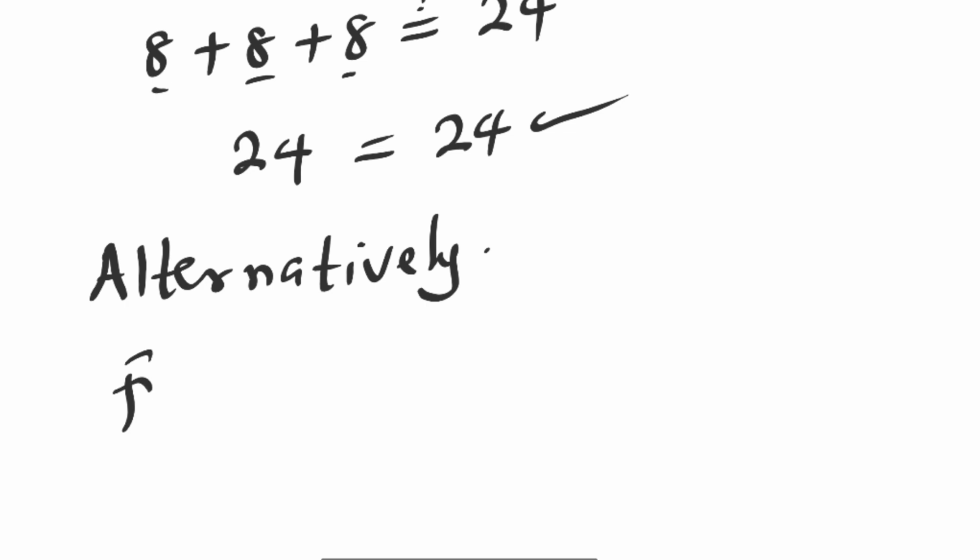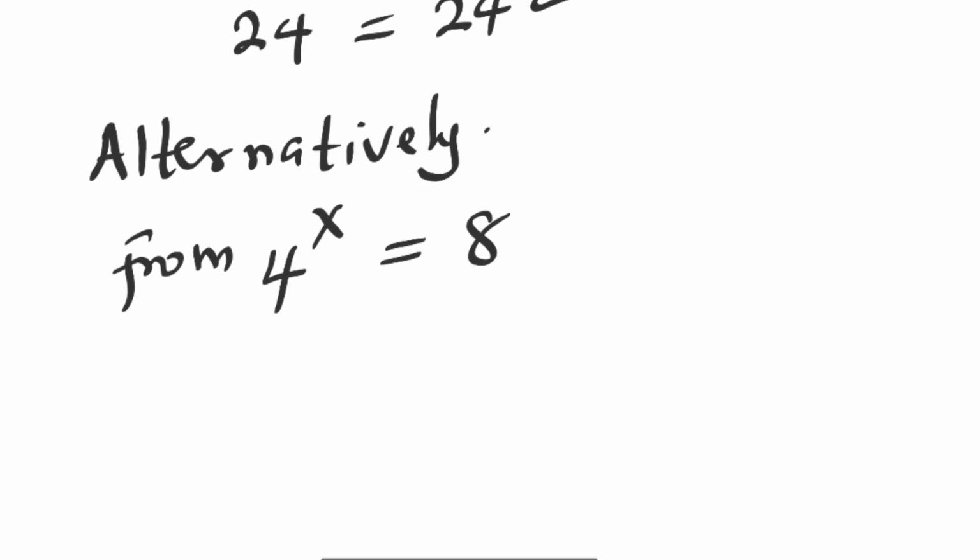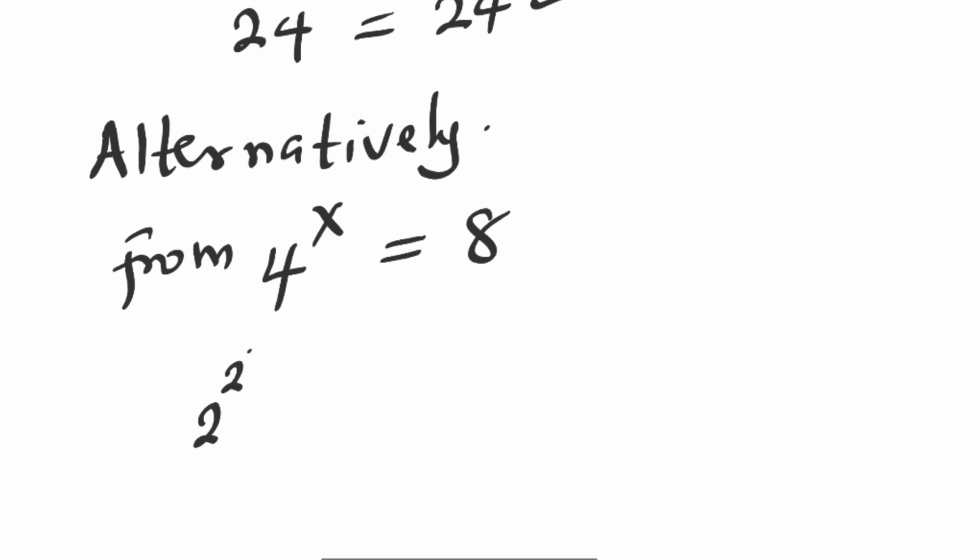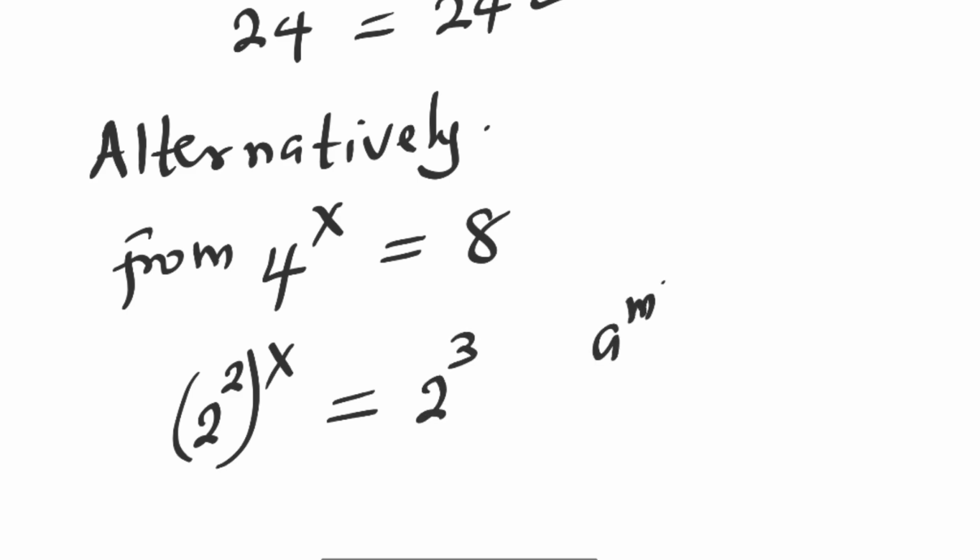Now, alternatively, from 4 raised to power x is equal to 8, we can quickly solve this in less than 1 minute. 4 raised to power x is 2 raised to power 2 to the power of x is equal to 8, which is 2 raised to power 3. If you have a raised to power m to the power of n, this is equal to a raised to power mn.